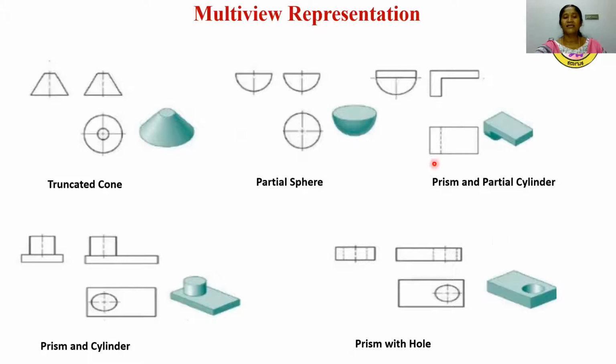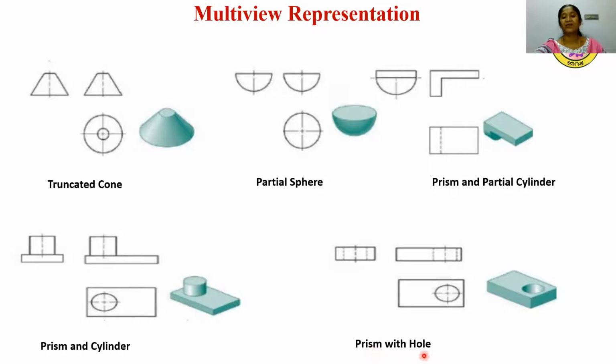A truncated cone is represented as a truncated triangle in the front view and the side view, and two concentric circles in the top view. A partial sphere is represented as a circle in the top view and semicircles in the front and the side view. This is how the combination of a prism and a partial cylinder is represented in the multi-view drawing. And also the combination of prism and a cylinder is represented as shown in this diagram. In this, the cylinder in the top view is represented as a circle. The diameter of the circle will be equal to the diameter of this cylinder.